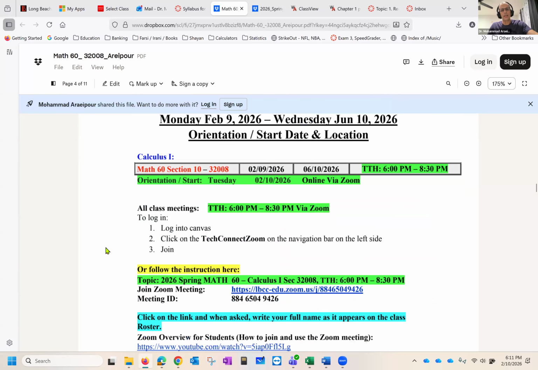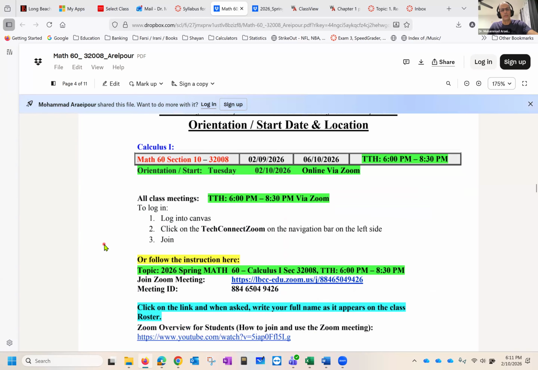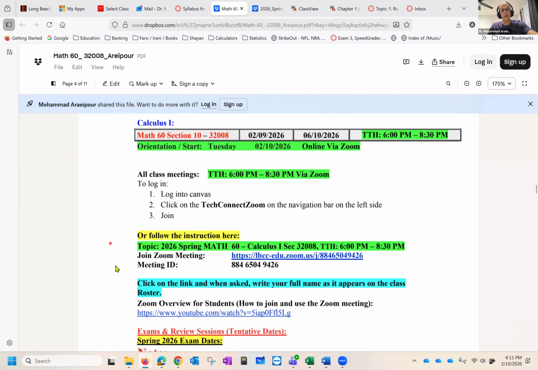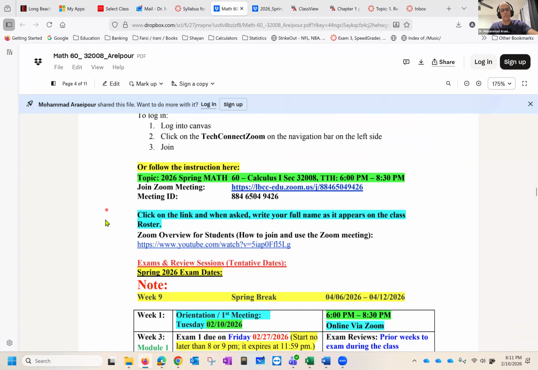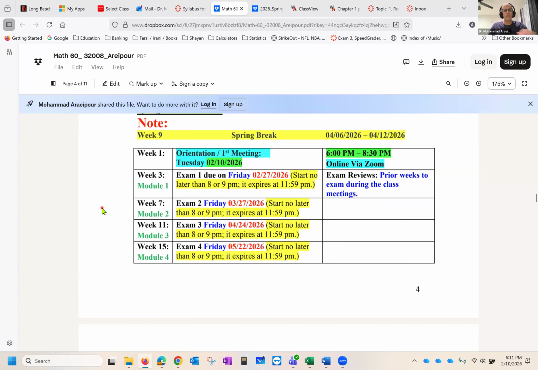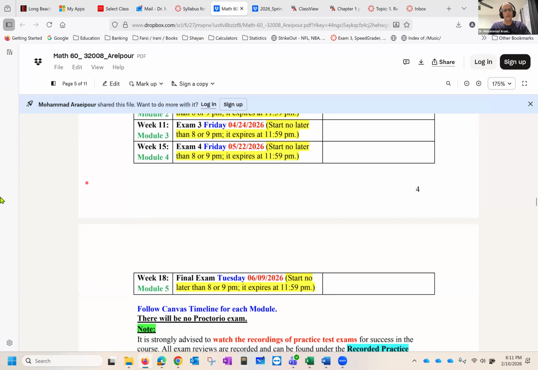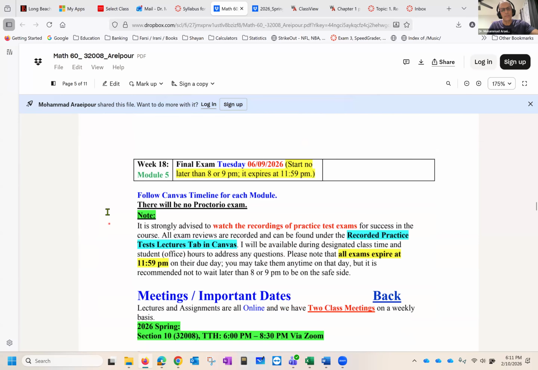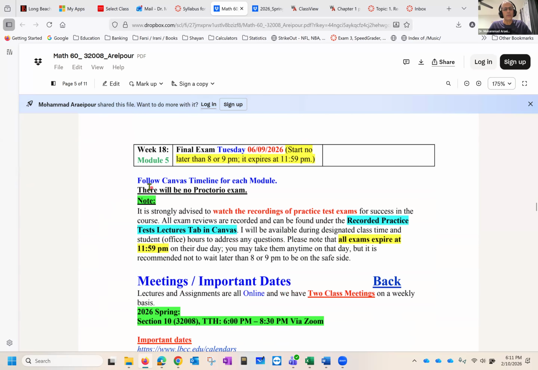Then class calendar, again, the information about the first day in general, the time, the Zoom meeting, and the synopsis of the exam dates, all of which take place on Fridays. And the exam reviews are done in the weeks prior to the exam during the class meeting, and the final takes place, I believe, on Tuesday is the date. And again, we discuss it as we come across it and get closer to it.